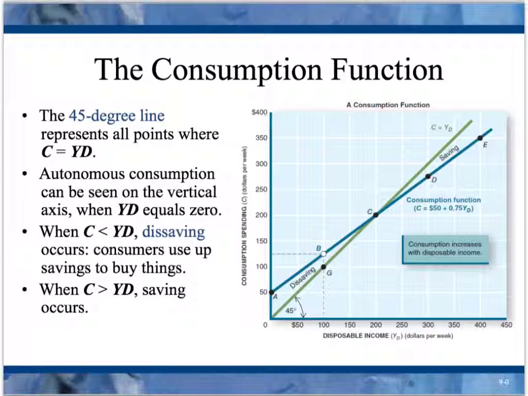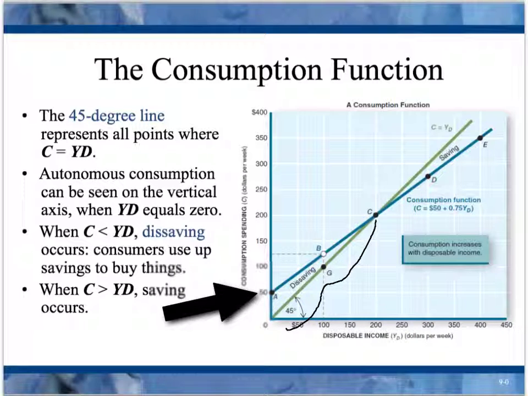Here is an example of a consumption function. The 45-degree line represents all points where consumption is equal to disposable income. Autonomous consumption here can be seen on the vertical axis. Let me show you. Here is my autonomous consumption. When consumption is less than disposable income, saving occurs. Let me show you. This part is the saving part. And when consumption is higher than disposable income, dissaving occurs. And this is the part.